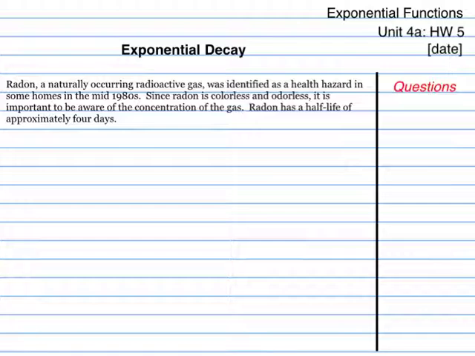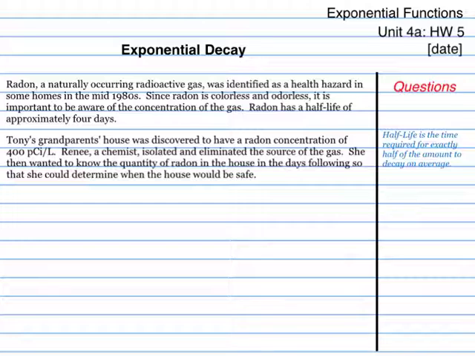So radon is a naturally occurring radioactive gas. It was identified as a health hazard in some homes in the mid-1980s. Since radon is colorless and odorless, it is important to be aware of the concentration of the gas. Radon has a half-life of approximately 4 days. Now, if you haven't heard of half-life before, this is the time that's required for exactly half of the amount to decay on average.